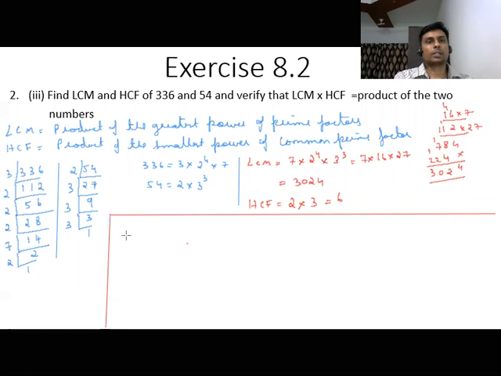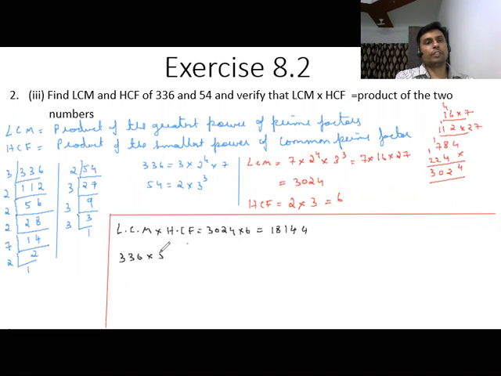Now we'll find the product. LCM into HCF. That is 3024 into 6. Multiply. 6 fours are 24. Carry over 2. 6 twos are 12. 12 plus 2, 14. Carry over 1. 6 threes are 18. 18144.